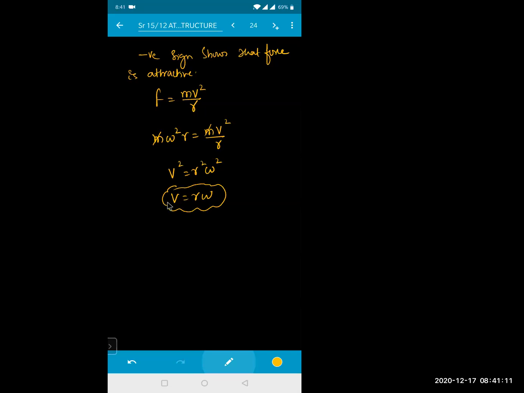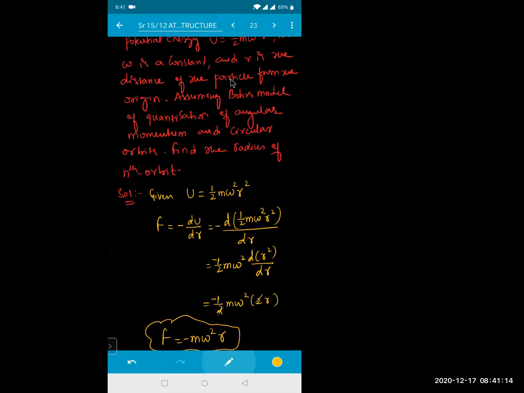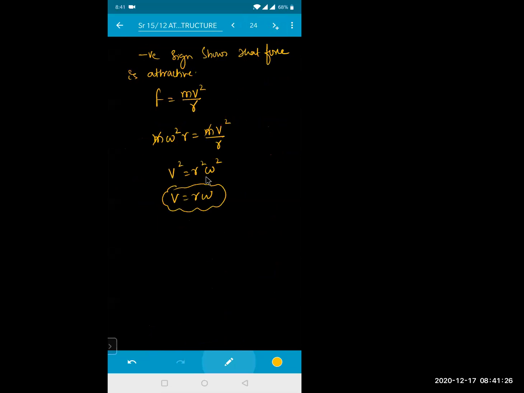Sir, why did we take centripetal force here? Because in the problem it says, assuming the Bohr's model of quantization of angular momentum in circular orbits. Circular orbits means what is the force responsible for a particle to move in a circle? Centripetal force. So v is equal to r into omega. Angular momentum is also conserved. From the second postulate we know m v r is equal to n into h by 2 pi. So substitute this v value in this one: m into r omega into r is equal to n h divided by 2 pi.